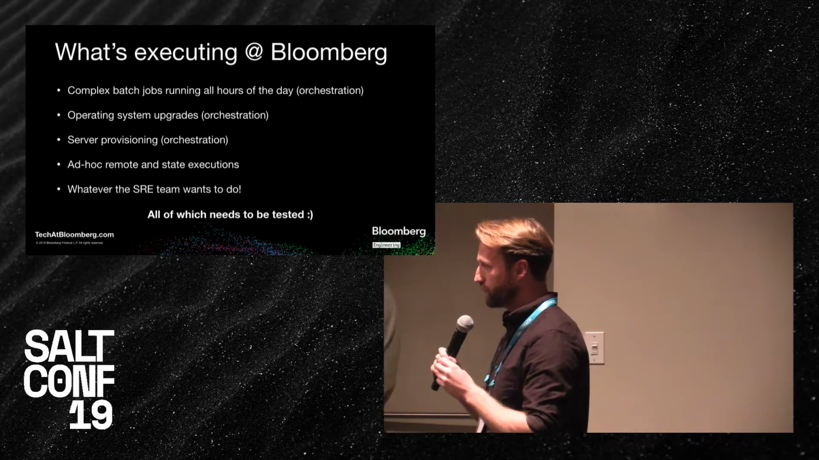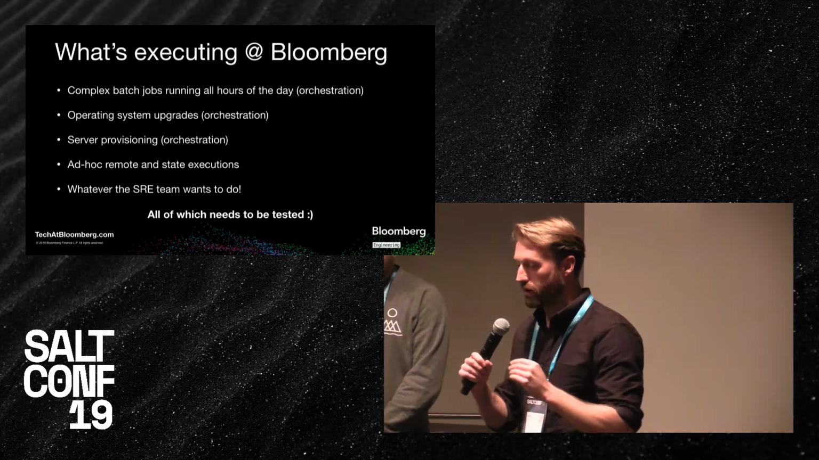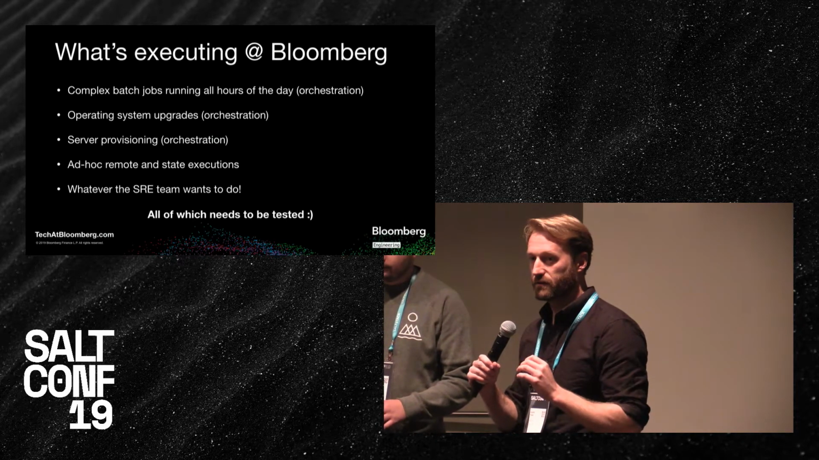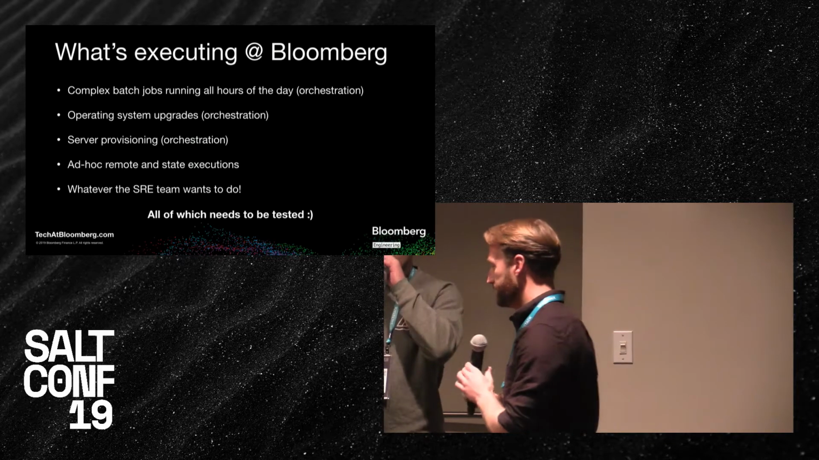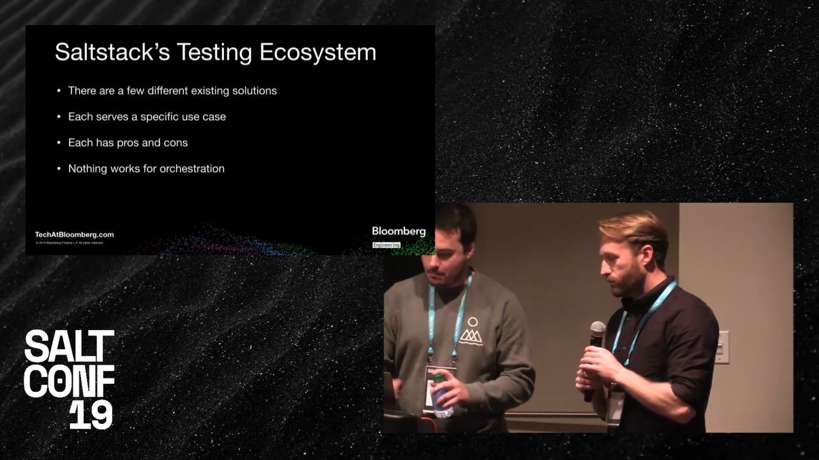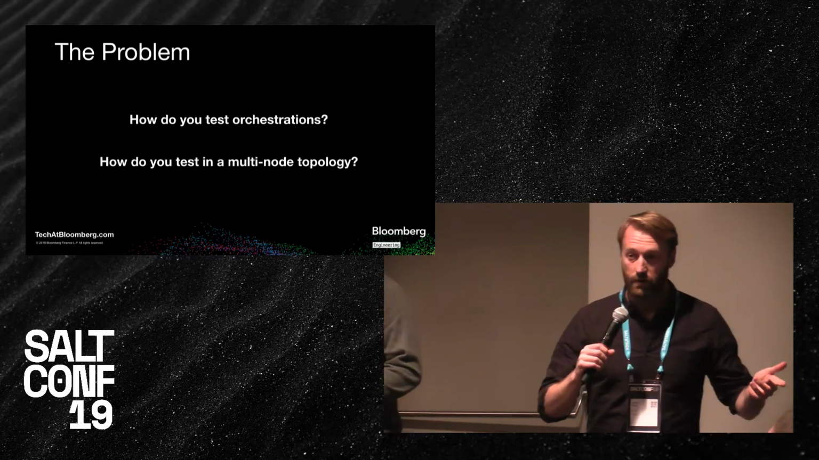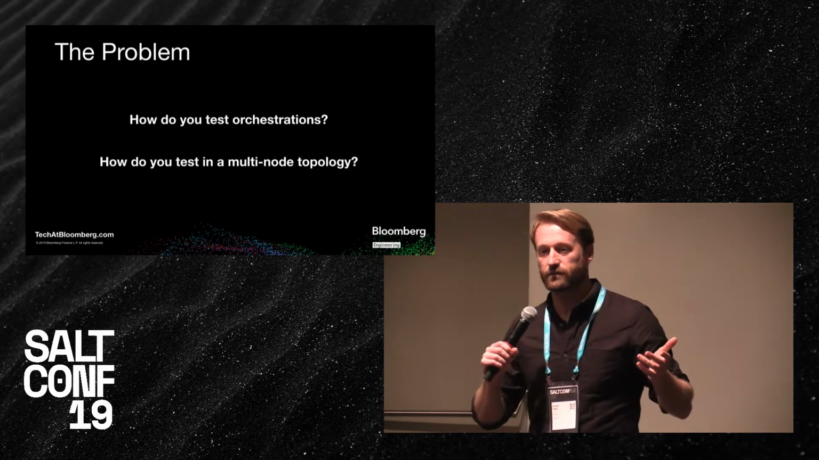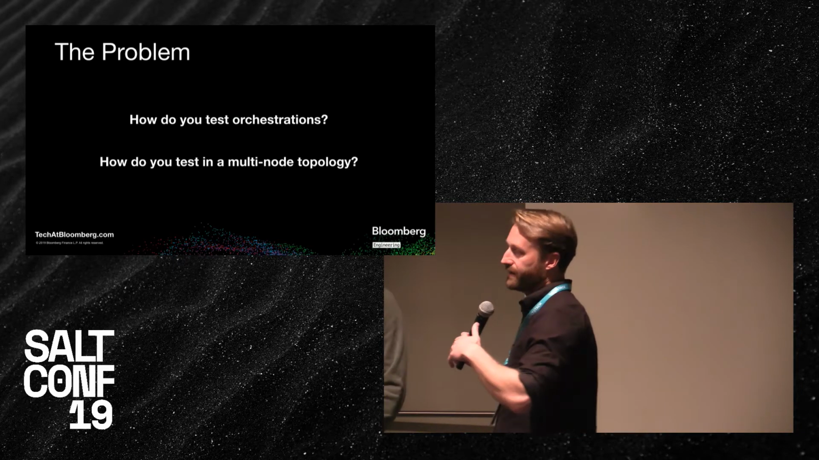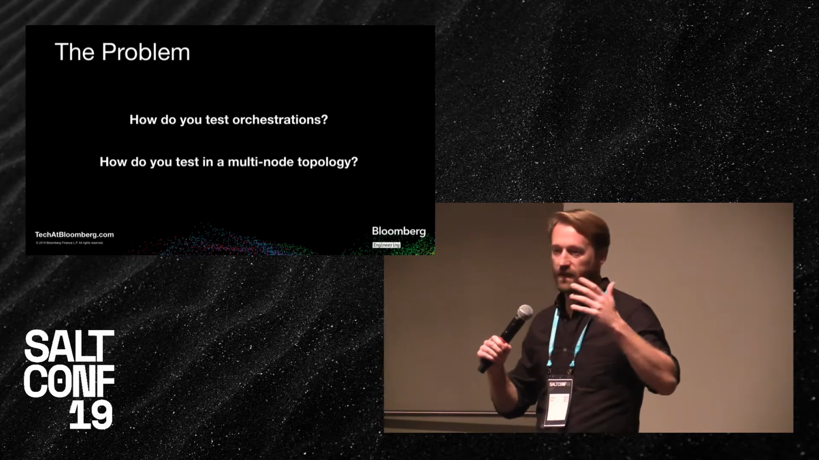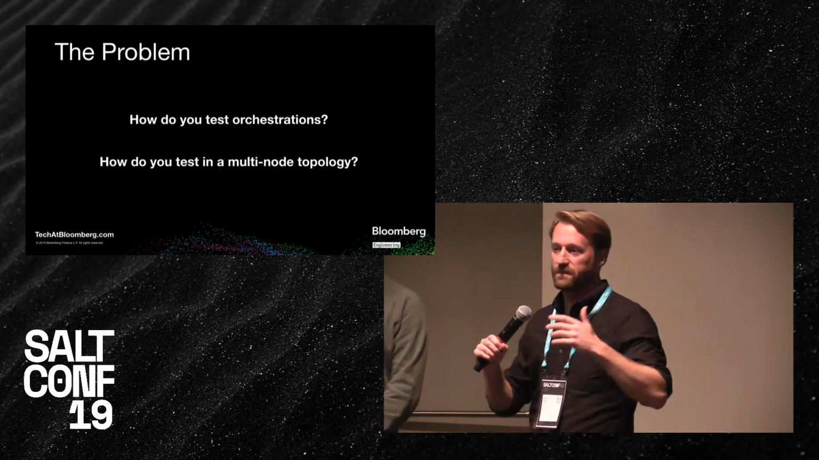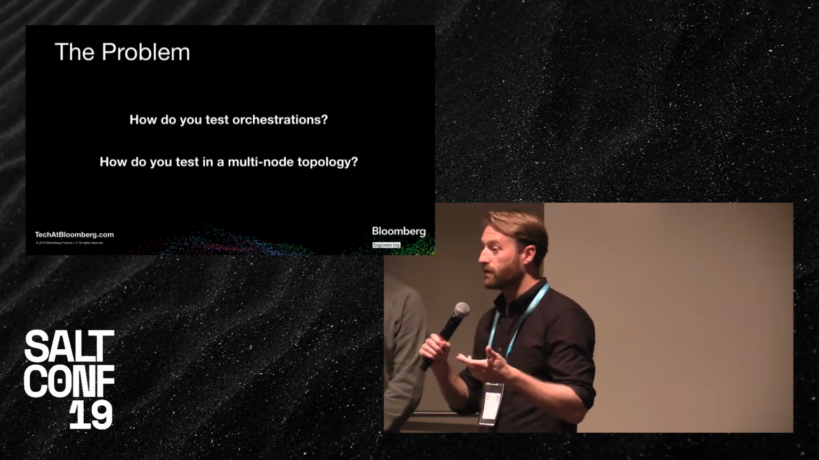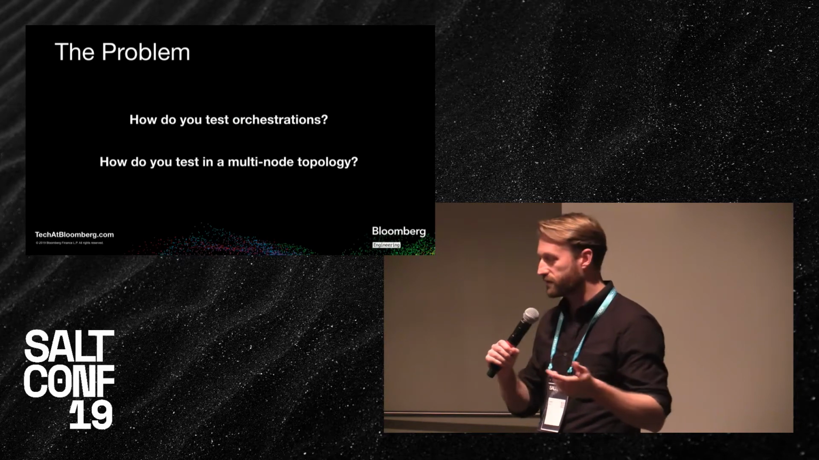But back to what we're here for. In order to run a successful, stable, functioning infrastructure, we have to test. We have to test our orchestrations. Which leads us to our problem. Well, how do we test orchestrations? And equally important, how do we test our orchestrations in a multi-node topology? That topology could be, say, 3 masters, a minion, 6 masters, 10,000 minions. It's really dependent on whatever you guys are running in your production infrastructure.